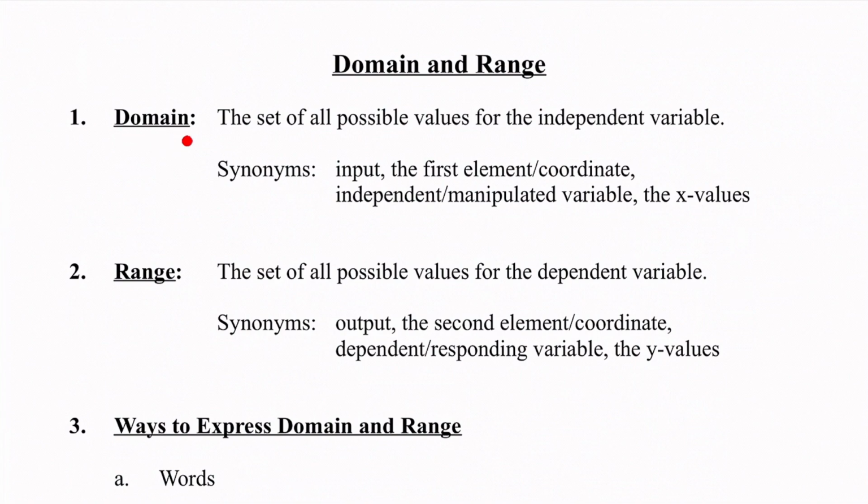So for domain, it says this is the set of all possible values for the independent variable. Okay, and independent variable is going to have some synonyms. So the domain could be called the input, it could be called the first element, and I'll write out what that means. If you had a set of brackets and you had some points in there, the first one, that is the first element. It can also be called the independent variable.